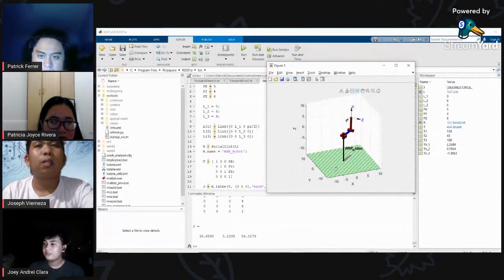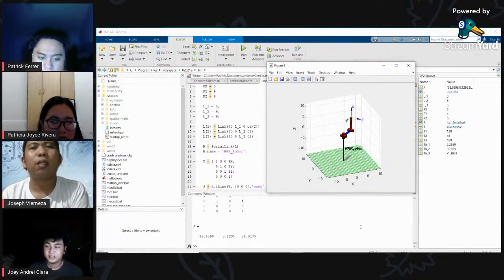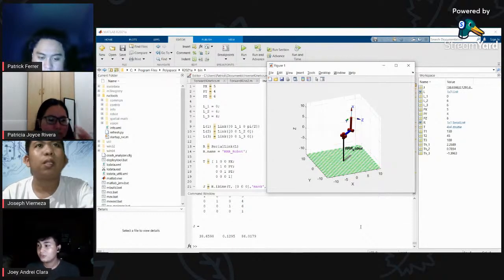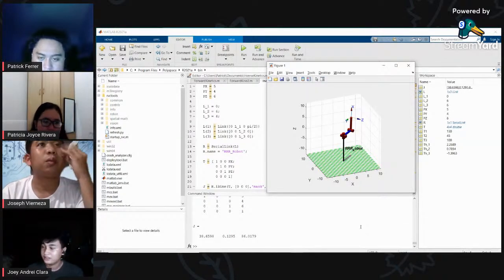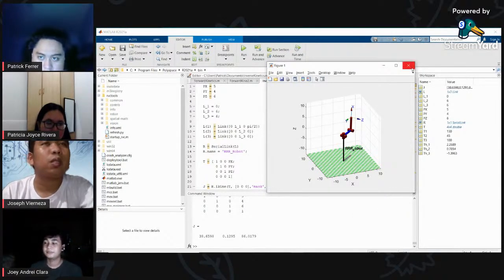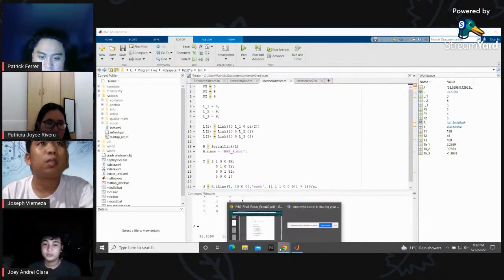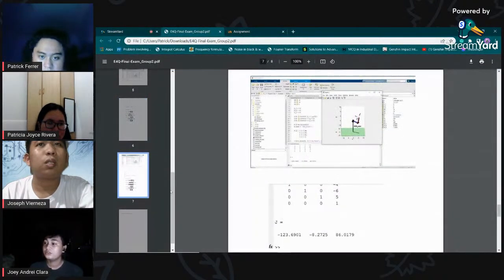So in the simulation, the value of theta 1 is 38.6598, theta 2 is 0.1295, and lastly theta 3 is 86.0179. In comparison, the value computed and in the simulation is the same. So let's head to the second question or the second group.